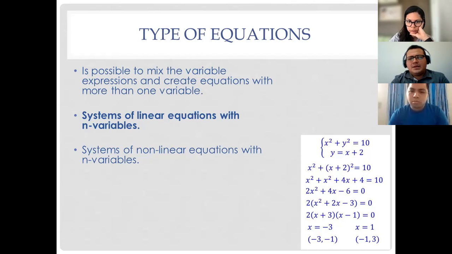And the other part is related with the systems of nonlinear equations. As an example, here you have one. X squared plus y squared equals 10. It is not a linear equation because you're working with exponent 2 and exponent 2 over there. So that's a quadratic equation. This one, y equals x plus 2, is a linear equation because the variables have exponent 1.